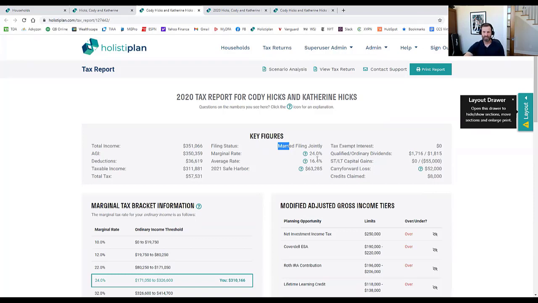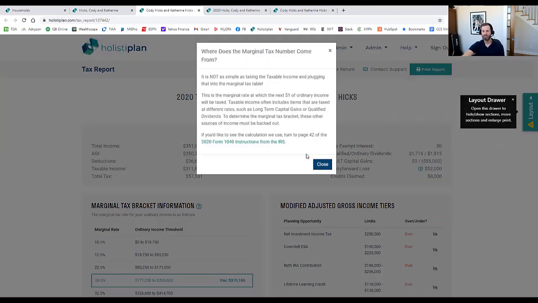But now we start getting into some additional points of view, right? What's the marginal rate on the next dollar of income? A little question mark always gives you a clue as to what it is. And you all know marginal rate is the tax rate on the next dollar of income. However, we know as planners that not all income is created equal.